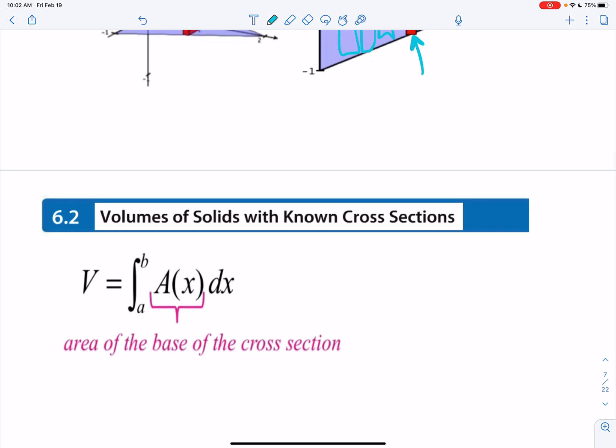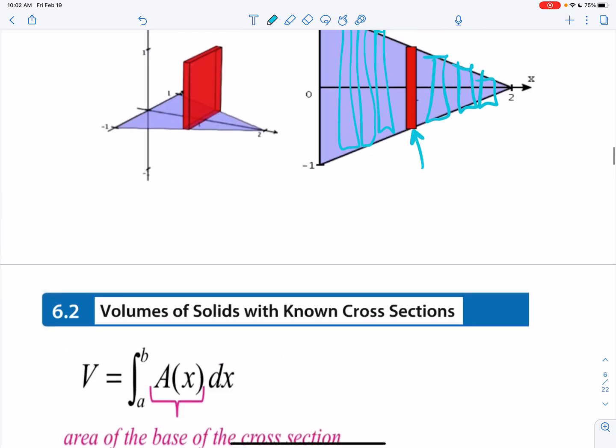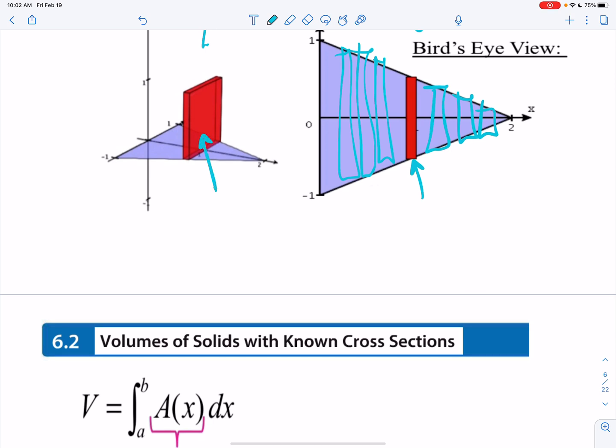Basically, it's the area of your base, and we're going to integrate it. And that's it. Because think about it, this one slice here is really just the area of the base times the thickness times the height. So in this case, the height is just your delta x, the thickness, right? The area of your base is just length times width in this case.